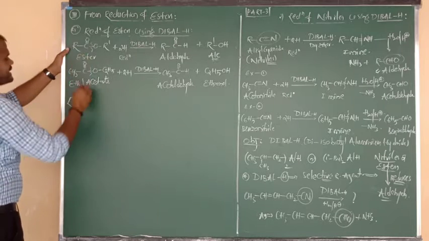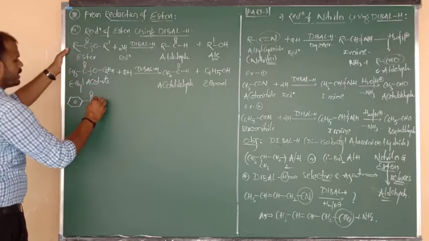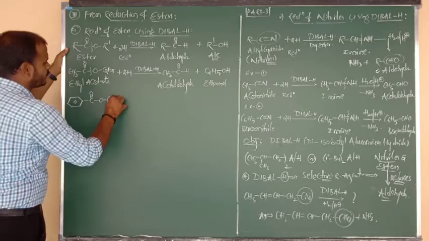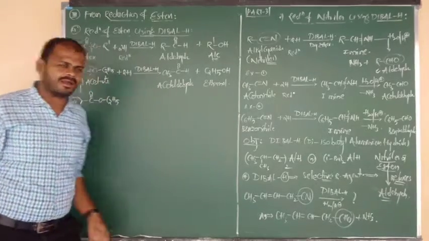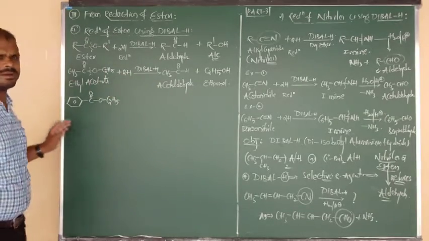Okay, benzene connected to what group? C double bond O, C double bond O connected to O, again O connected to R prime. Here you can write any group as you wish. If you have taken ethyl, it gives ethyl alcohol. If you have taken methyl, it gives methyl alcohol. That is common.